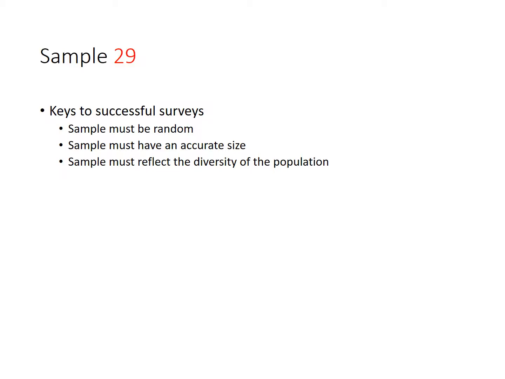Here's back to the issue of measuring public opinion. A sample is taken, so understandably not the whole population can be surveyed. So you survey a sample, you ask questions of a sample, and there are three keys to making sure that survey will be successful. A lot of it has to do with the status of that sample, as we can see. It must be random, must have an accurate size, and must reflect the diversity of the population.